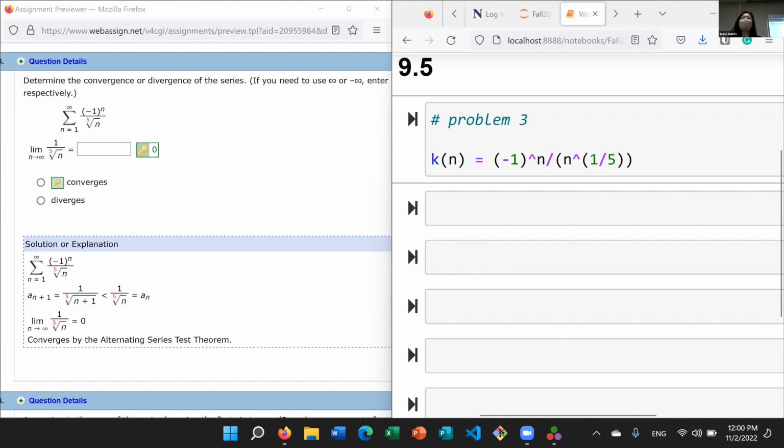So Justin asked me about Weber section 9.5, number 3. So that's what I'm going to do. Determine the convergence or divergence of a series.